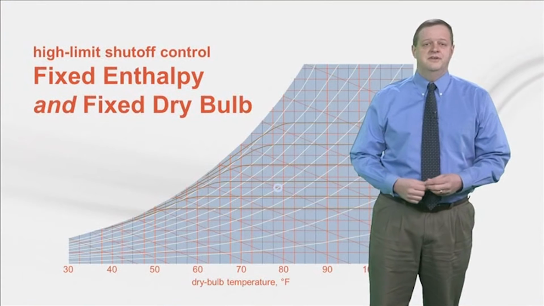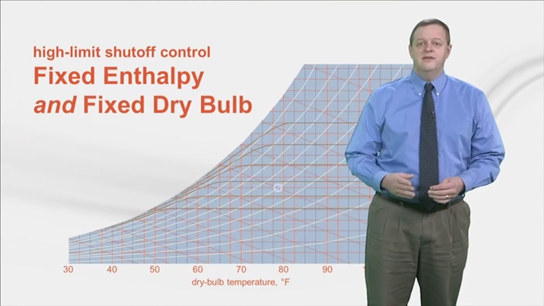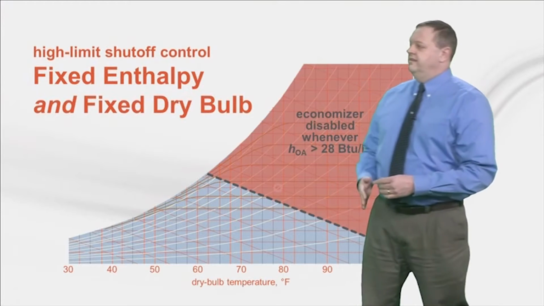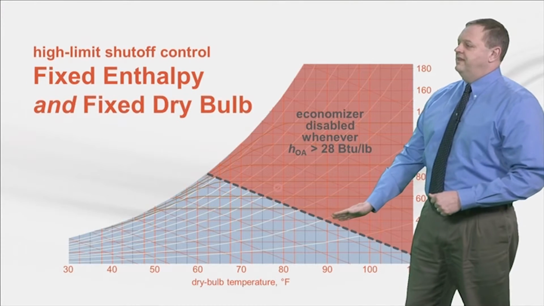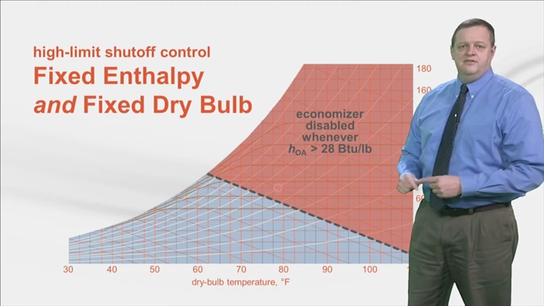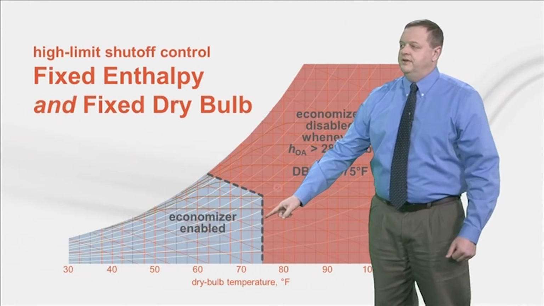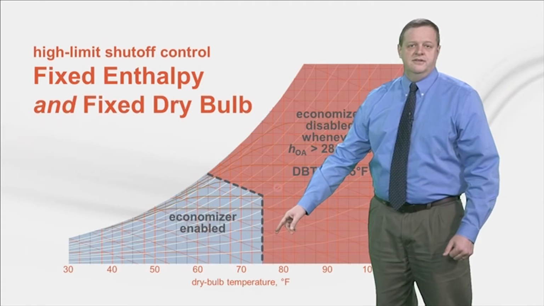This first one is similar to fixed enthalpy control. But like Eric mentioned, it adds a fixed dry bulb limit too. That is, the economizer is disabled whenever the outdoor enthalpy is above 28 BTUs per pound set point, or if the outdoor dry bulb temperature is above 75 degrees.